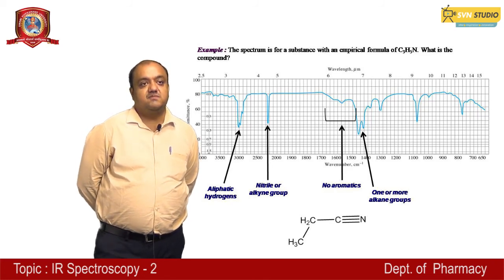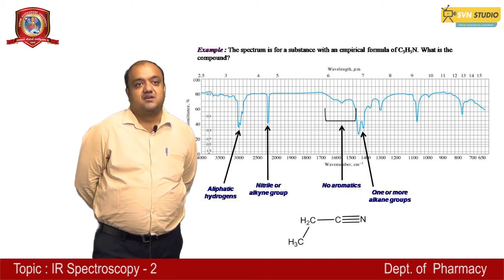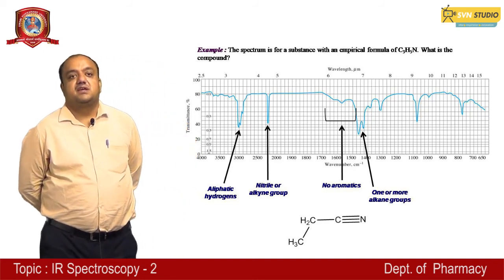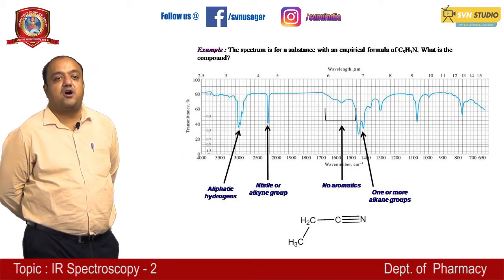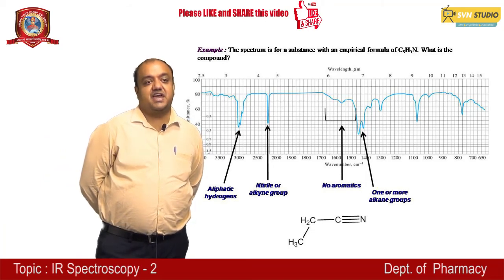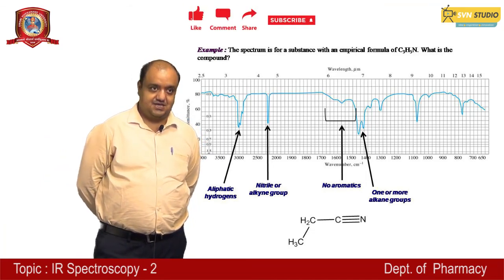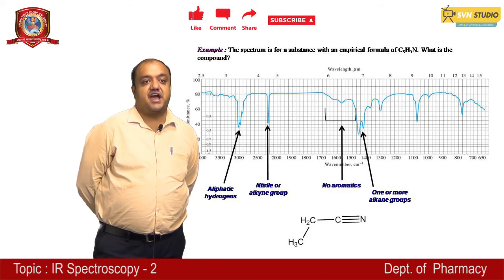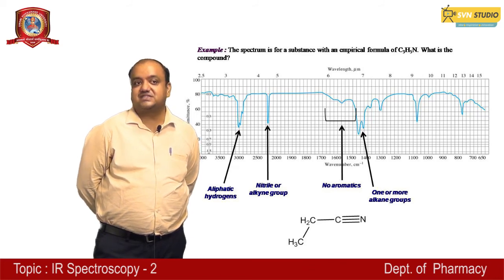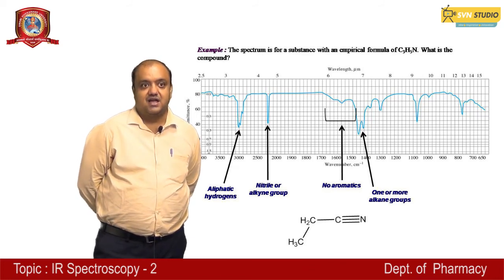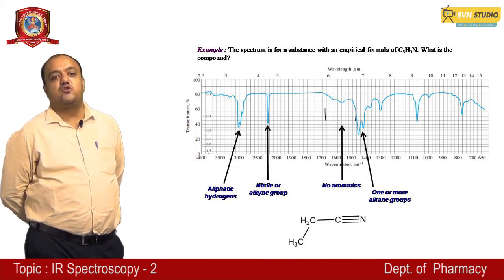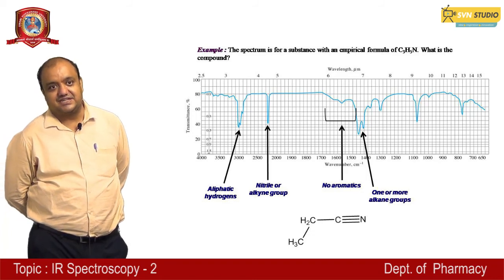The spectrum is of a substance with the empirical formula C3H5N, and what is the compound? The first region is the aliphatic hydrogen, showing this spectrum, and the next is the nitrile, like the alkyne group, which is also showing in this spectrum, and this region shows no aromatics, and the last one is that one or more alkene groups are there in these regions.